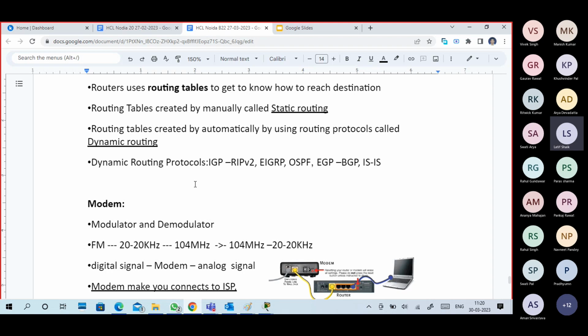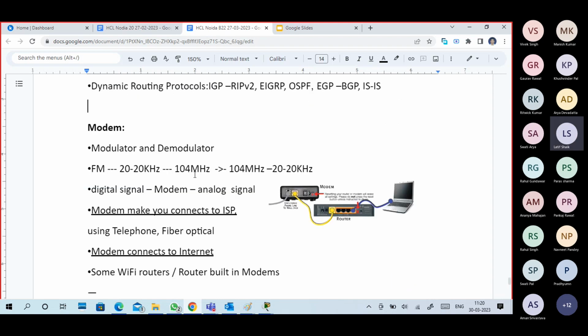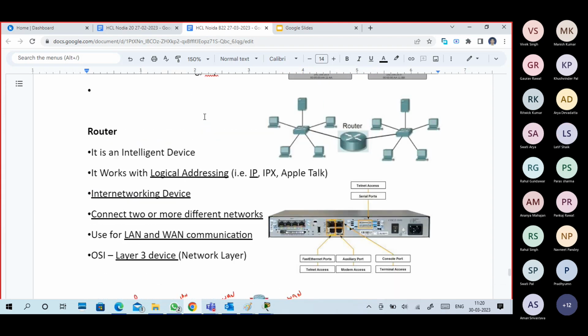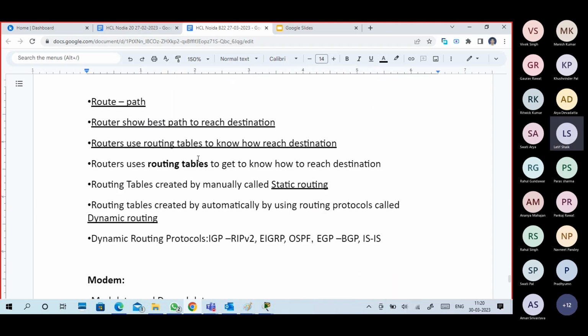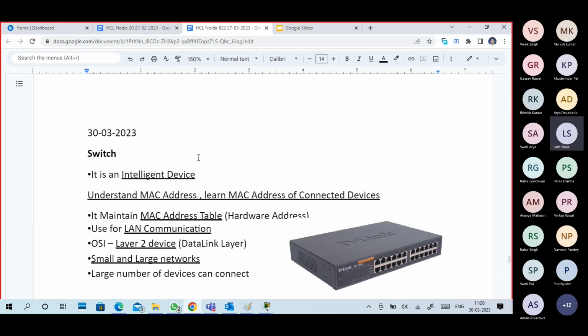So dynamic routing protocols. Using these protocols, the router creates routing tables in the router. Using those routing tables, we are able to reach the destination. So this is about your router, guys. Okay. So what is the difference between switch and router and hub and switch? Questions like that will be there.